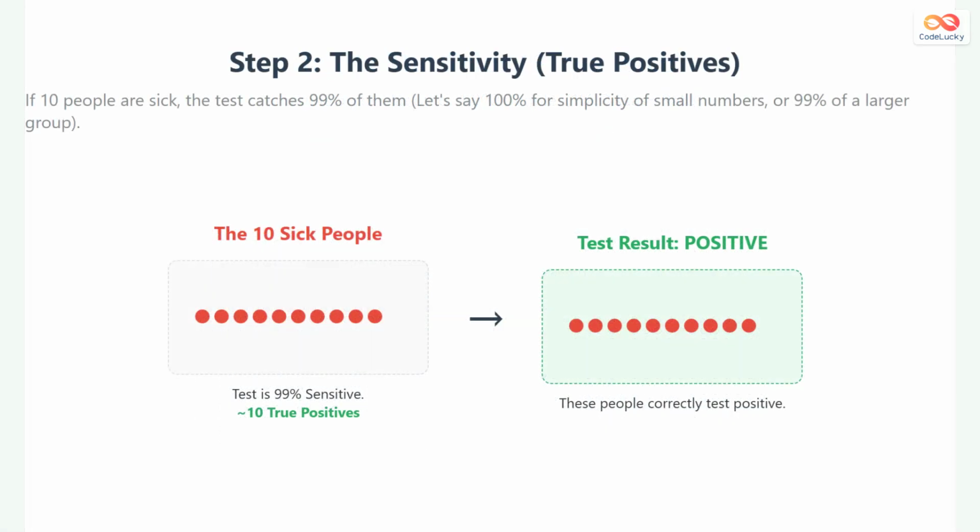Now look at the test accuracy. For the 10 sick people, the test is 99% sensitive. For such a small number, let's assume it catches all 10 of them, so we have 10 true positives.